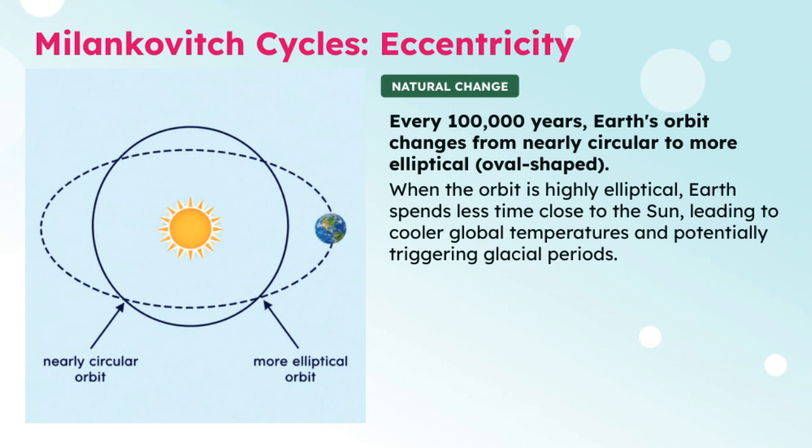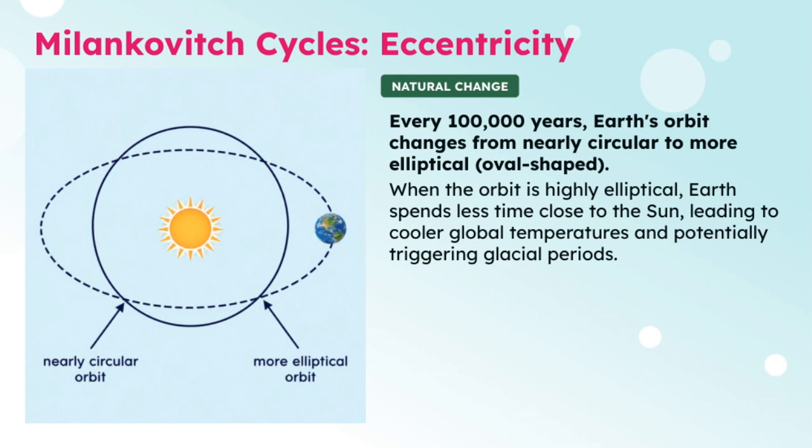Milankovitch cycles are long-term changes in Earth's orbit and axis. They affect how much solar radiation reaches Earth and how that radiation is distributed. The first cycle is eccentricity. Eccentricity is the shape of Earth's orbit around the Sun. Sometimes Earth's orbit is closer to a circle. At other times, it becomes more elliptical or oval-shaped. This cycle happens roughly every 100,000 years.